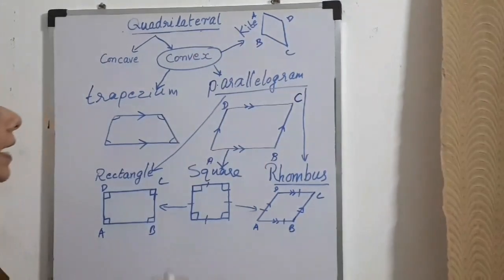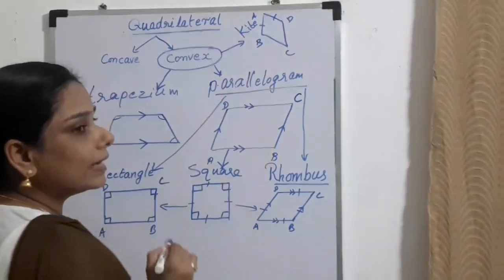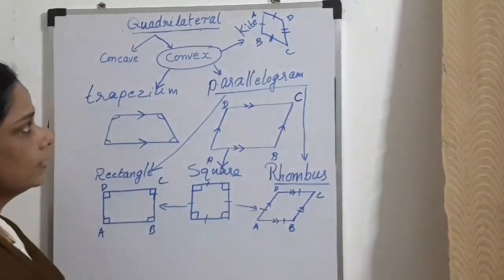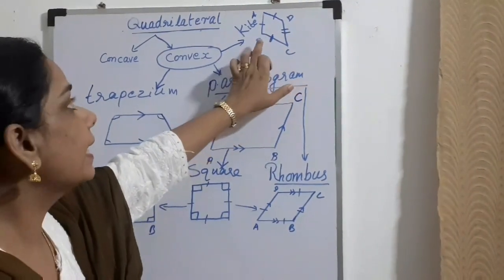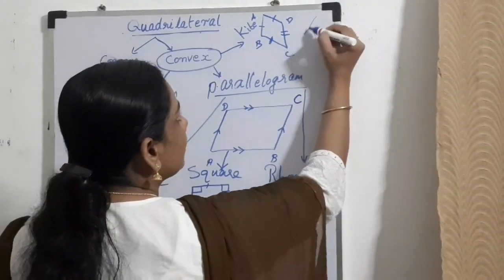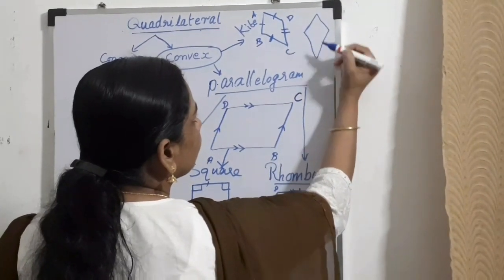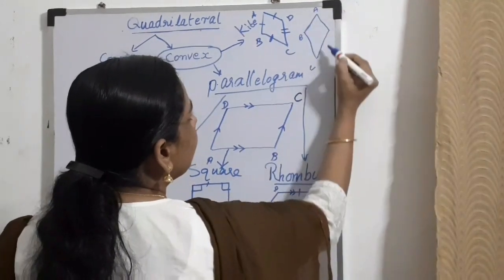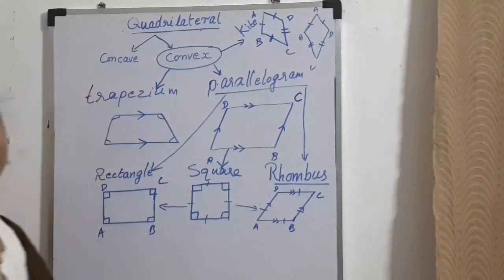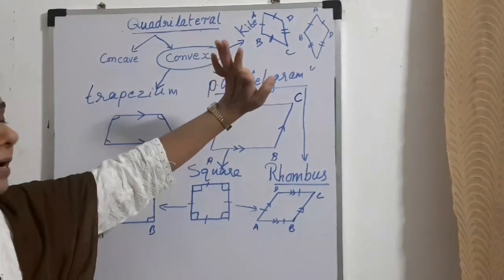What is the speciality of the kite? It will have four sides, so it is a quadrilateral. Not only that, these two sides will have an equal length, and these two sides also will have an equal length. So, pairs of adjacent sides are equal in length. Such a quadrilateral, this shape, is known as a kite, isn't it? A, B, C, D. So these two sides will have an equal length, and these two sides also will have an equal length for a kite. That is also a convex quadrilateral.